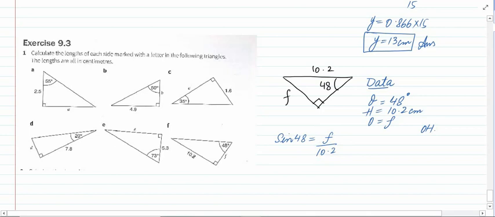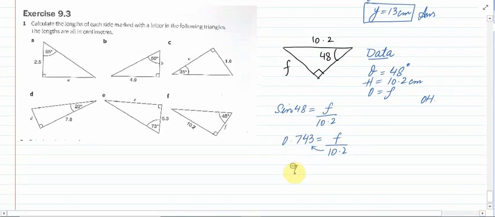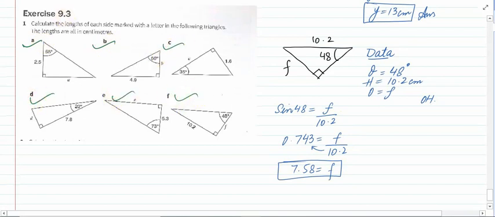You know how to find the value of sine 48 by using calculator. So it's 0.743 equals F divided by 10.2. 10.2 multiplied by 0.743 gives you the value 7.58. So 7.58 is basically the value of F, right? So what you guys need to do, you need to attempt all 6 parts. It's your new Cambridge book, chapter number 9, exercise 9.3, right?